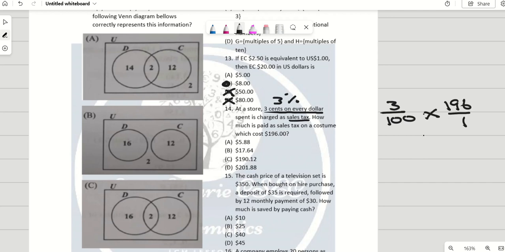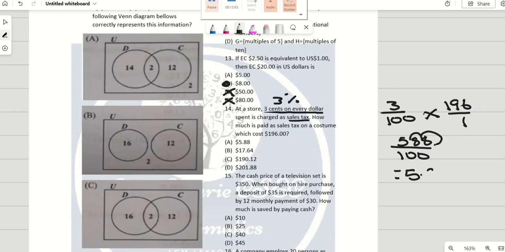So this is equal to, right, so for this one, it's 3 by 196. So 6 3s are 18, 9 3s are 27, 28. That's the next 8. Then 1 3 is 3, 4, 5. Right? So it's 588 over 100, and then you carry the decimal. We want to divide by 100, so you carry it twice. 1, 2. So the answer is $5.88. That is for A.